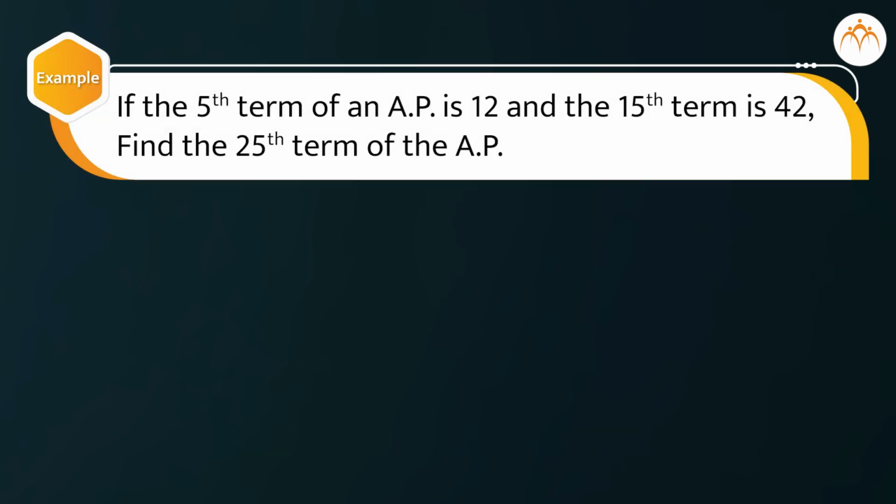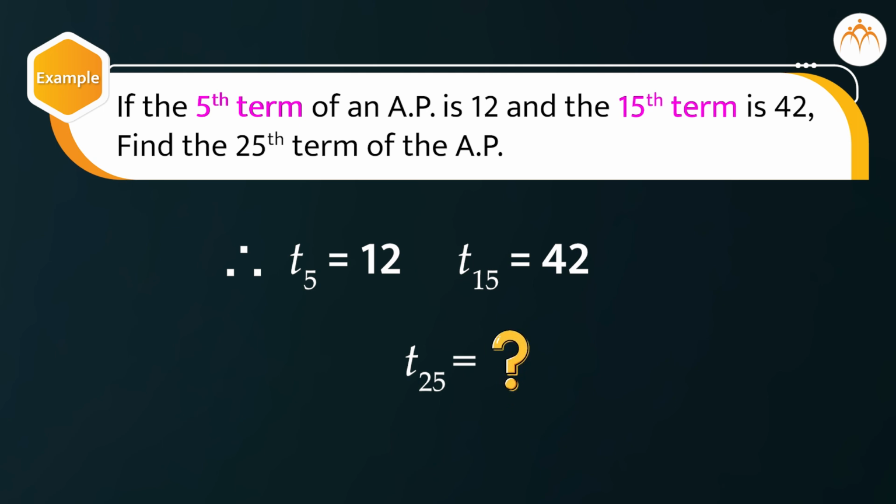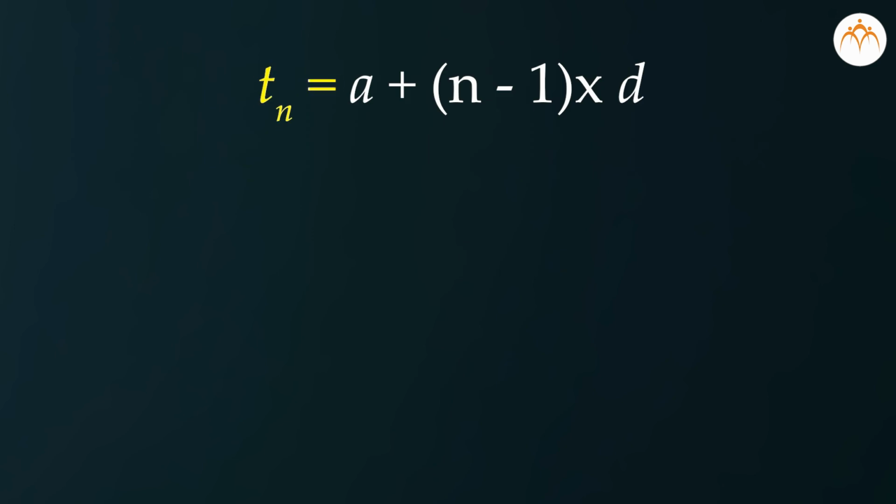If the fifth term of an arithmetic progression is 12 and the 15th term is 42, find the 25th term of the arithmetic progression. Solution. Here, the 5th and the 15th term are given. Therefore, T5 is equal to 12 and T15 is equal to 42. We want to find the 25th term. For this, we will use the formula for finding the nth term, Tn is equal to A plus n minus 1 into D.